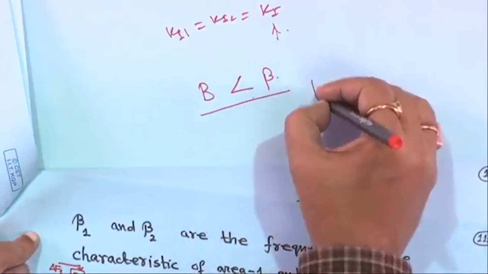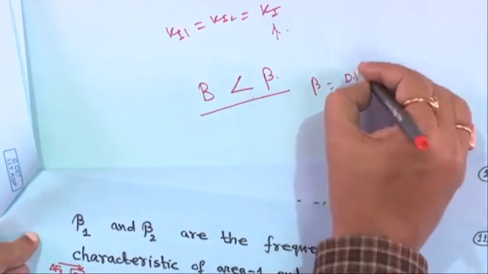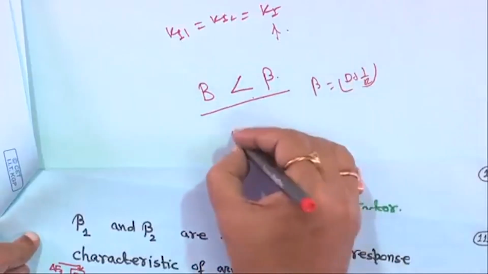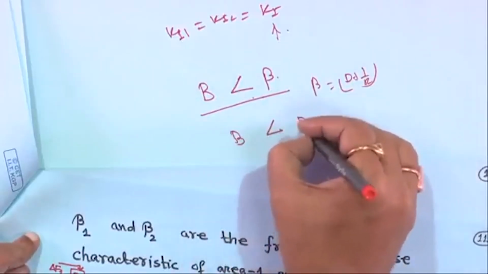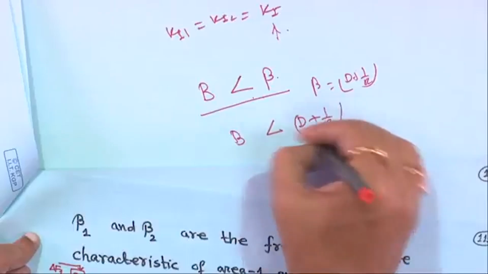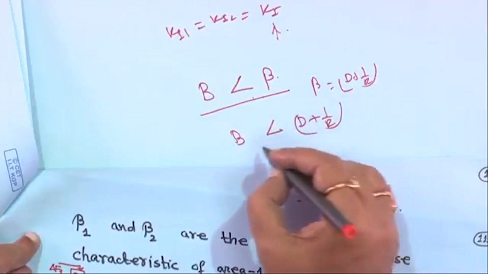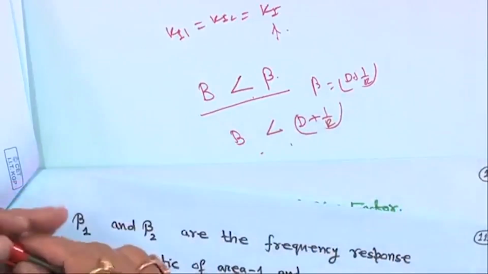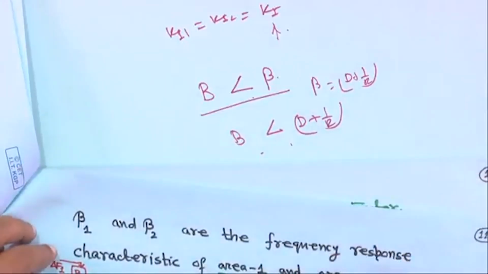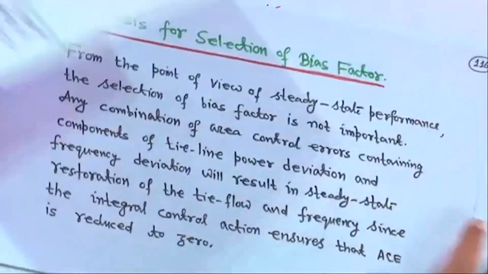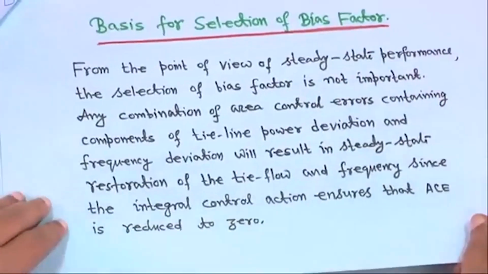That means beta is equal to D plus 1 upon R in general. So the B value cannot be less than D plus 1 upon R, it cannot be less than that. This is a question to you, and if you can answer this, I will appreciate that, but it is not recommended. Now next is the basis for selection of bias factor.